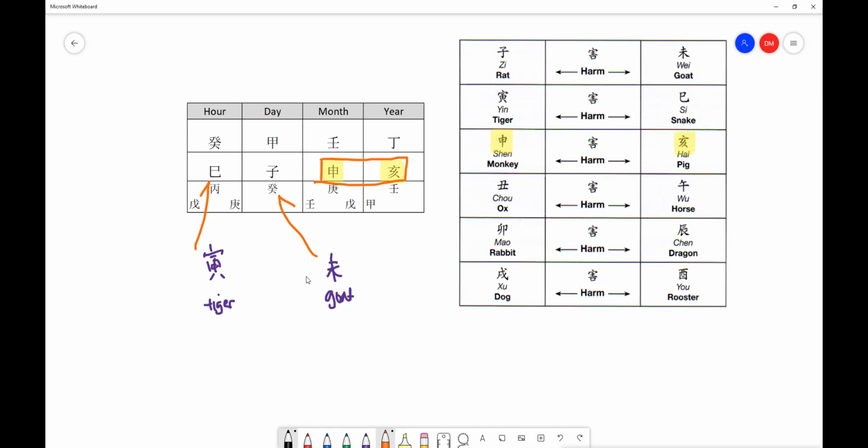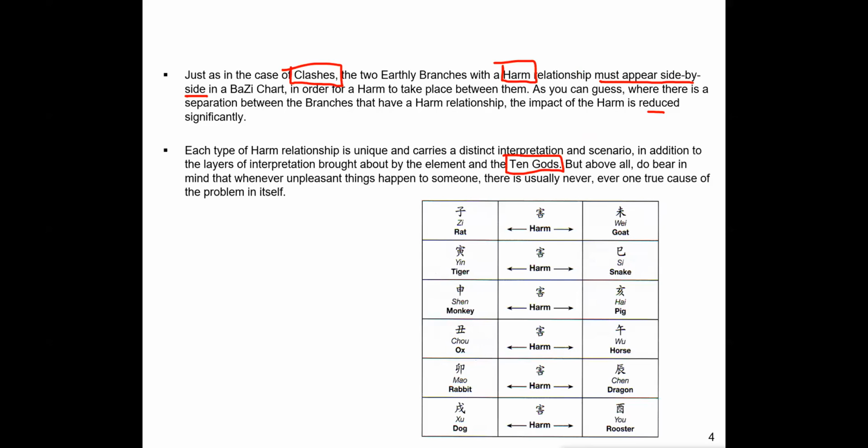Any questions? Someone else? For year and month, what will happen here? The harm, besides feeling betrayal. Okay. So this is where it will come. So this is the first step. So now we interpret what the harm actually represents.